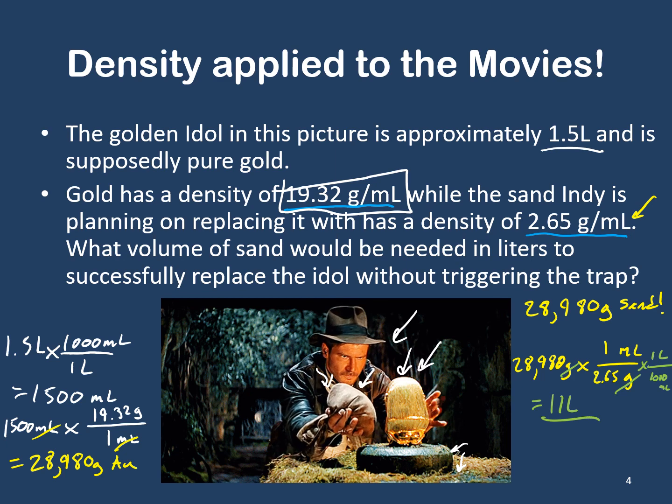Now, if you think about a 2-liter bottle for soda, multiply that by almost 6, and that's the size of sand bag that you would need to replace the golden statue so that the trap does not trigger. In other words, your bag of sand would look something like that instead of this tiny little bag that we have here. So hopefully this gives you an idea of movie magic. In this case, this is one of the times the movie's got it right. He tries to switch the stuff. It doesn't work. The boulder triggers the trap. He has to run away. Great movie. If you've never seen it, go watch it.